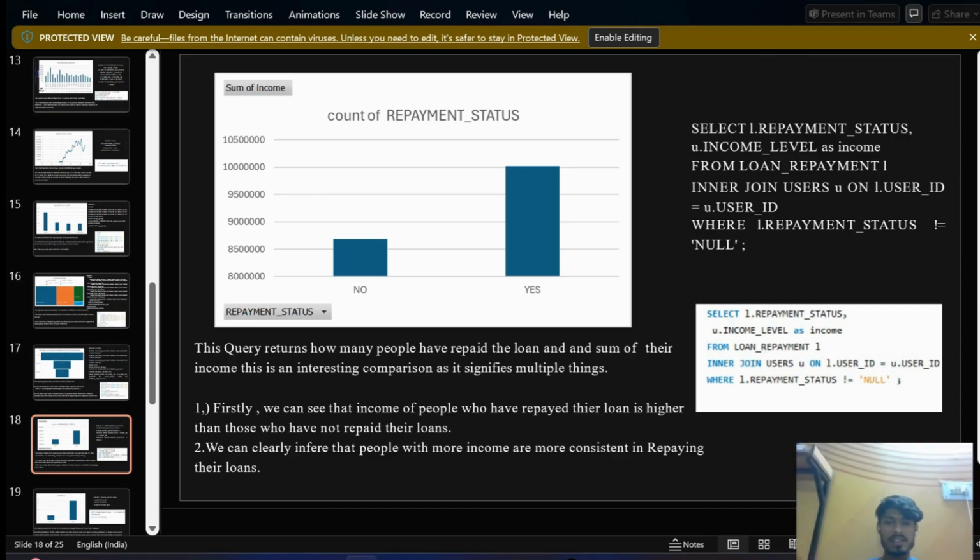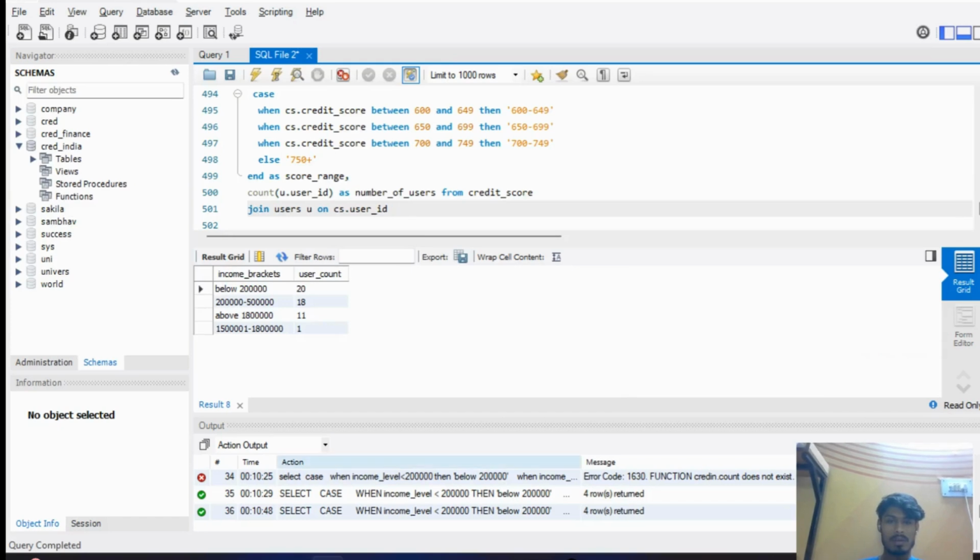So the next statement shows how many people have repaid the loan and the sum of their income. It is an interesting comparison as it signifies multiple things. First of all, this is the repayment status, whether they paid or not. If the person has not paid, then what is the total number of users and the total amount? And for the users who paid, what is the total amount? So let's try to run this query in SQL. Let's start.